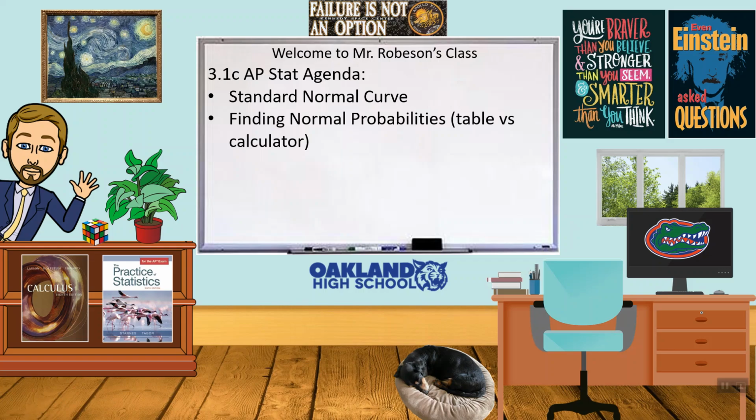All right, so that's how we can find probabilities or areas using our calculator or the standard normal curve.